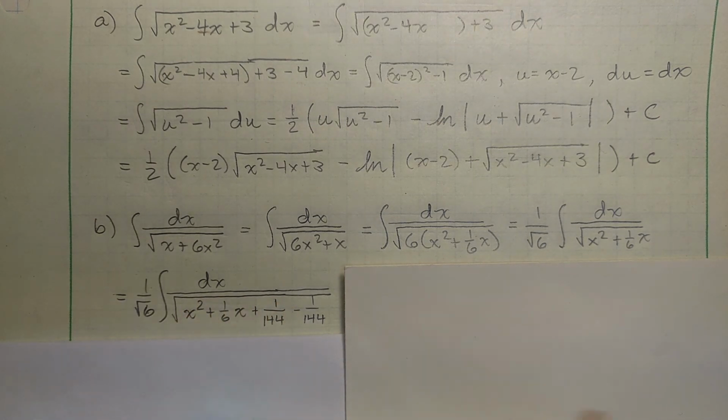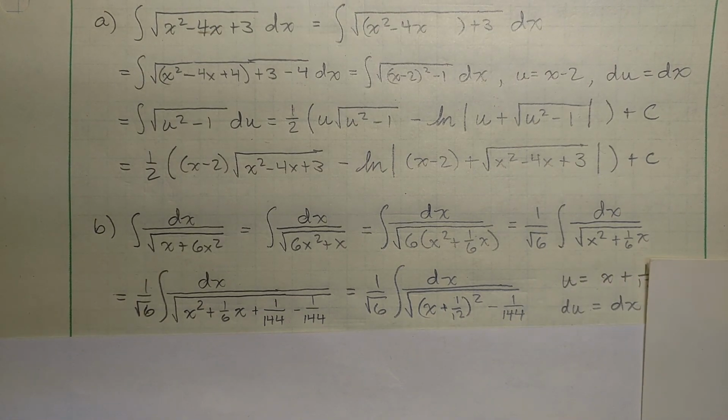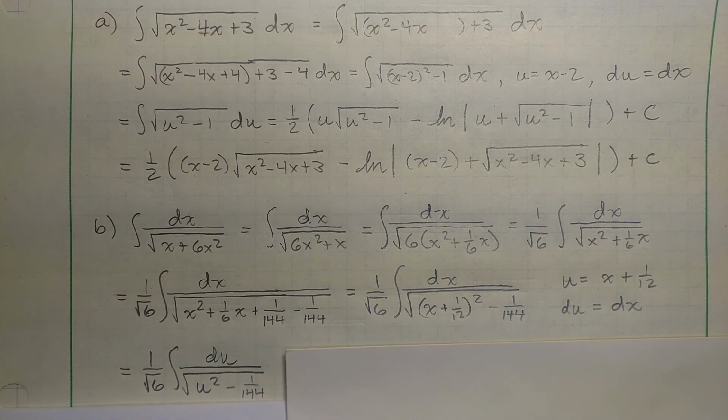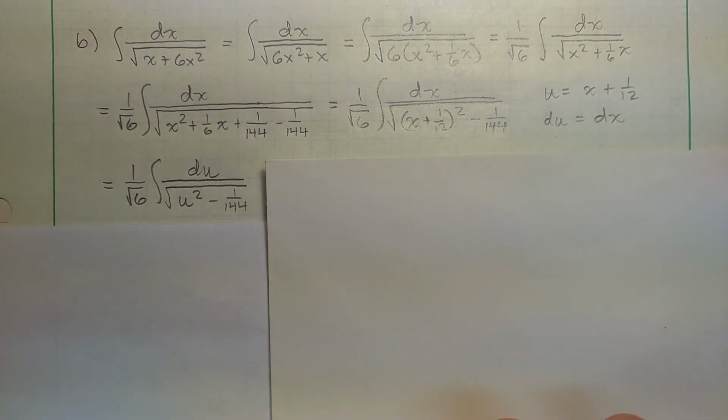And of course, if I add 144 and subtract, it's still the same value. Re-expressing this part as the perfect square, I get x plus 1/12 squared minus 1 over 144. Now from here, I can go ahead and use trig substitution. First, I have to do a simple u substitution. I'll let u be my x plus 1/12, which makes my du equal dx, which lets me then re-express this whole thing as 1 over radical 6 times the integral of du over the square root of u squared minus 1 over 144.